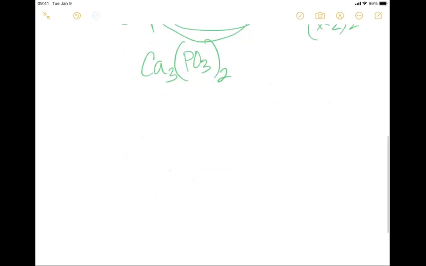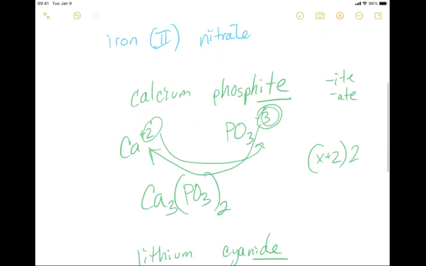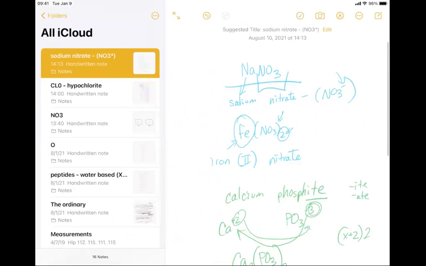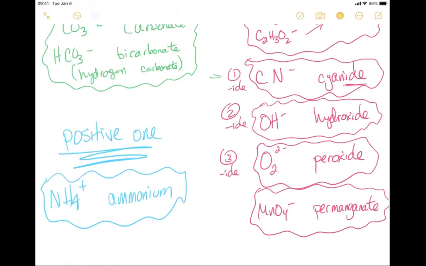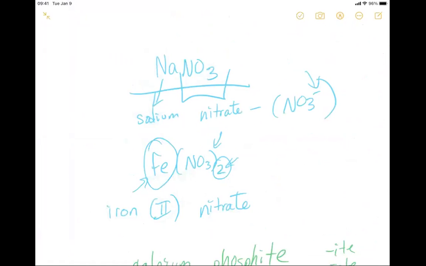Okay. If I've got lithium cyanide. Again, first thing, look at the ending of the second word. Now this one does end with IDE. So if the second one does end with IDE, I want you to ask yourself, is it one of these 3 ions? Is it cyanide? Is it hydroxide? Is it peroxide?